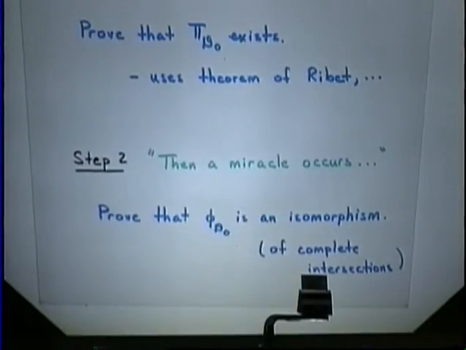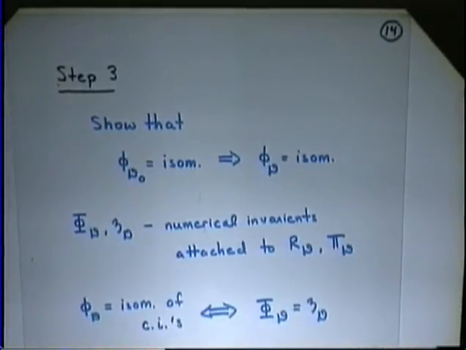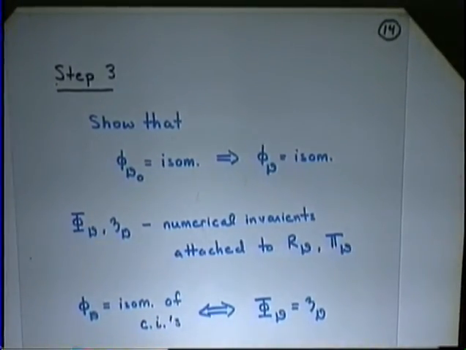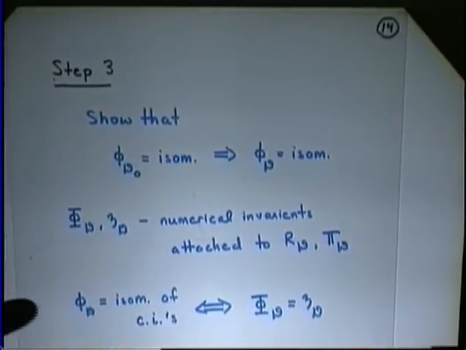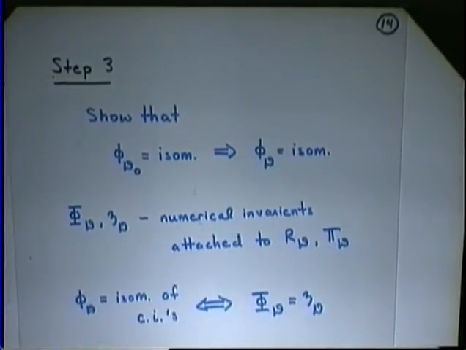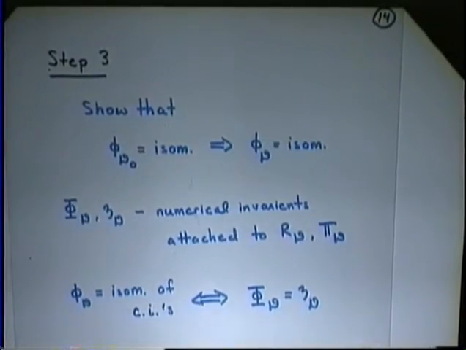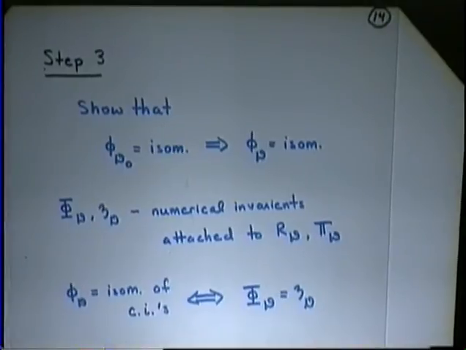And I'm going to skip over that for the moment and move on to step 3, which is, now that we have this isomorphism, show that that's enough to conclude that we have an isomorphism for less restrictive deformation problems. And here, what happens is that there's a numerical invariant attached to each of the rings RD and TD, such that if you have equality of these numerical invariants, then you have, in fact, not only an isomorphism of rings, but an isomorphism of complete intersections. And it turns out what this miracle produced was not just an isomorphism, but an isomorphism of complete intersections.